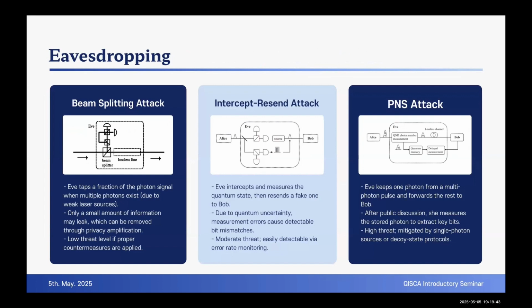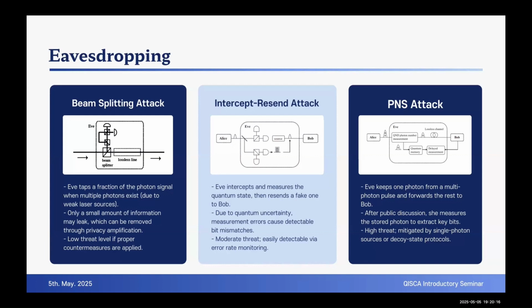Now let's look at some common eavesdropping strategies that Eve might use in a QKD system. First, the beam splitting attack. This happens when the light source unintentionally emits multiple photons, like in weak laser pulses. Eve can tap a small portion of the signal using a beam splitter. Although this may leak some information, the risk is low if privacy amplification is applied.